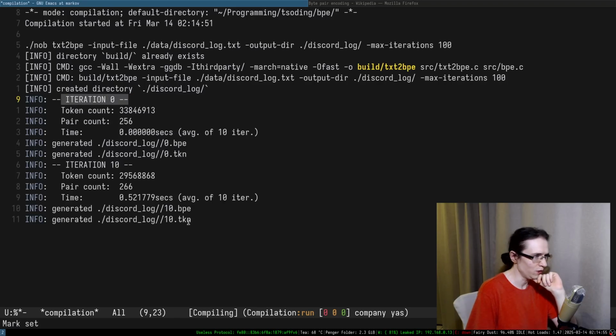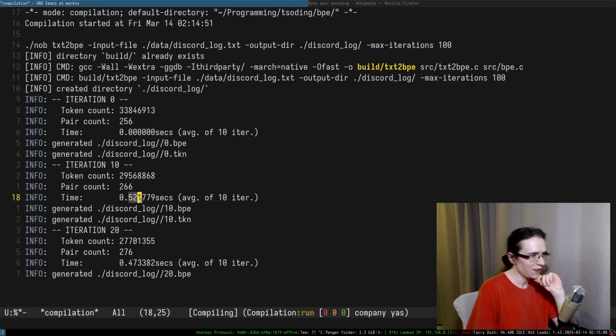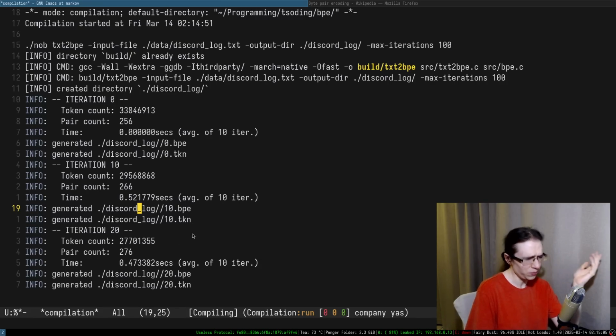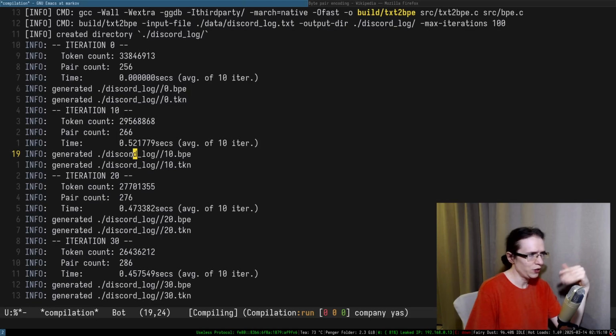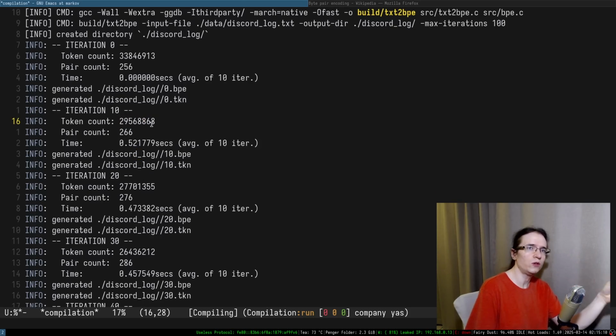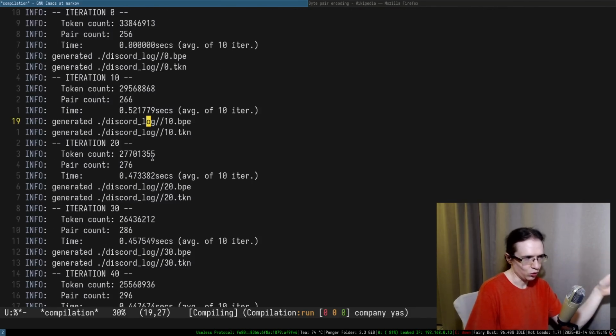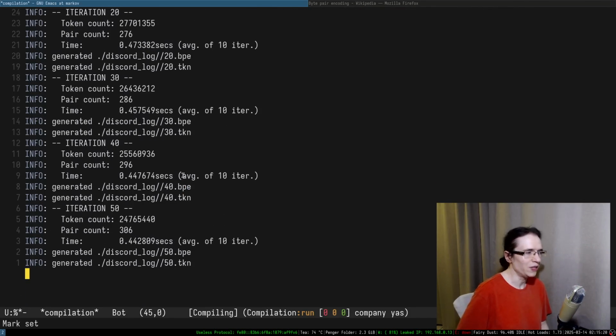So this is the first iteration. And essentially one iteration takes half of a second, right? Which is rather slow, because during that one single iteration it needs to iterate through all of the tokens of the text, identify all of the frequent ones, then replace them, and so on and so forth. So it's pretty slow, right?